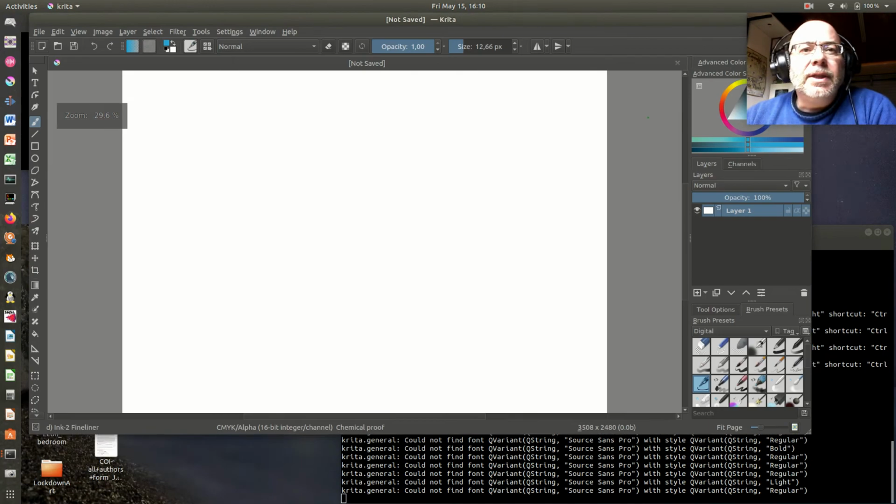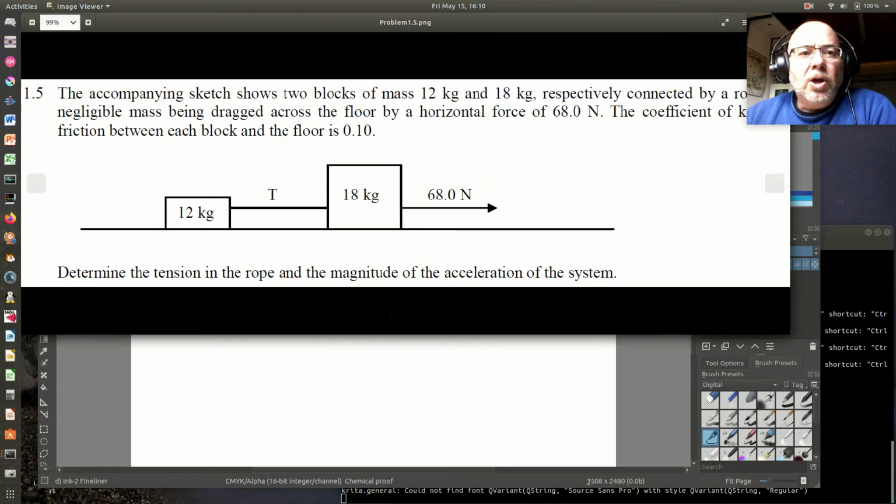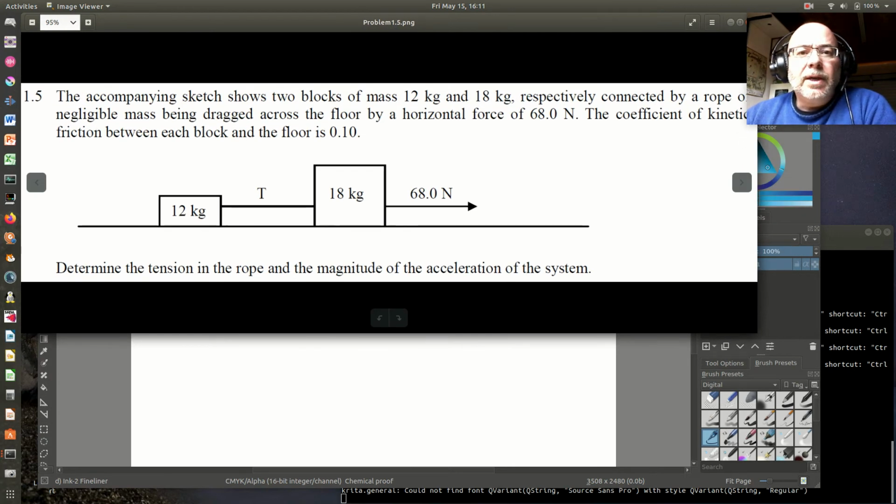One of our activities was this problem here in particular. We have two blocks, one is 18 kg, the other one is 12 kilos, and they are dragged across the floor by a horizontal force of 68 newtons. We know the coefficient of friction, which is 0.1 for both of them, between the blocks and the floor. We want to determine the tension in the rope T, and the magnitude of the acceleration of the system, right? Because this block is accelerated by a, but this one will have also the same acceleration.